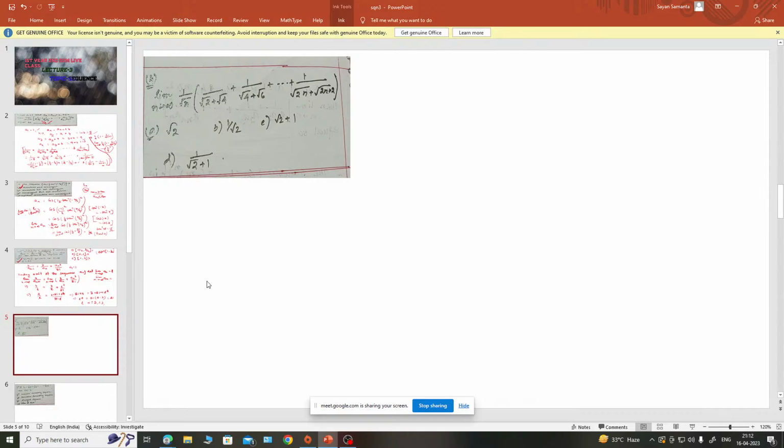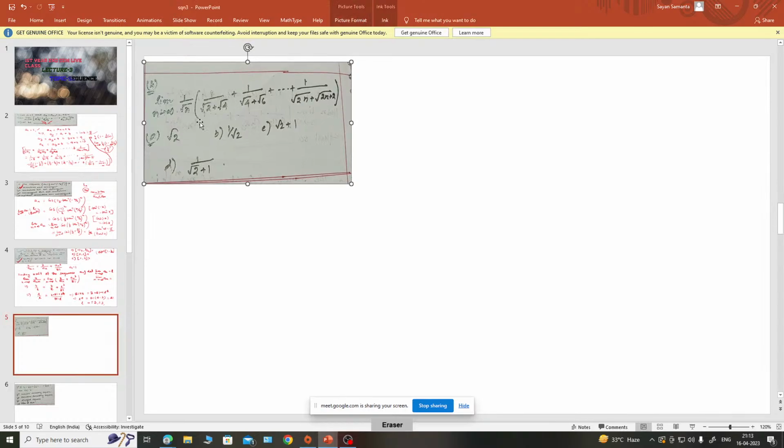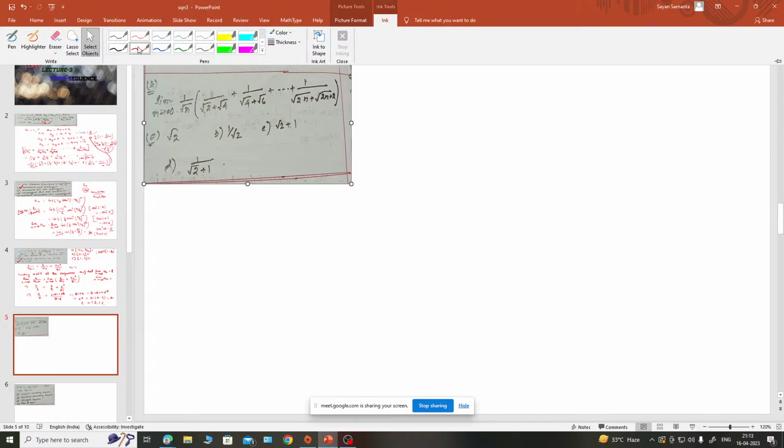Now go to the next question. The next question says: the limit as n tends to infinity of 1 by root 2 plus root 4, plus 1 by root 4 plus root 6, and so on, up to 1 by root 2n plus root 2n plus 2. Which option is correct? Here this is a type of sequence, and we need the value of the limit of the sequence. Let's try, everyone, and please comment.